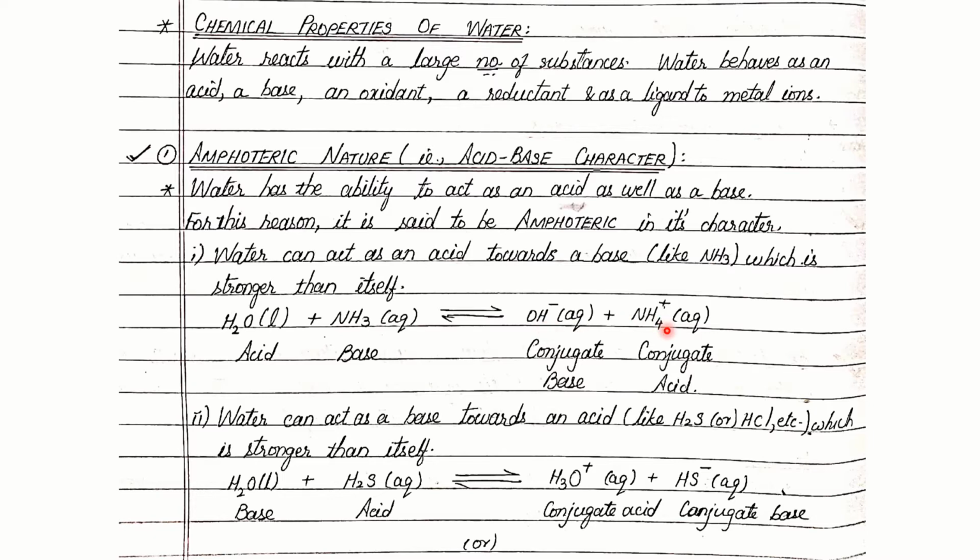Clear. Now how will it behave when it is present near an acid which is stronger than itself? In the presence of an acid which is stronger than itself, water behaves like a base. For example, look at the reaction between water and hydrogen sulfide. Hydrogen sulfide is strongly acidic in nature in comparison with water. So in the presence of such a strong acid, water will act as a base. Water reacts with hydrogen sulfide to give hydronium ion and HS⁻ ions.